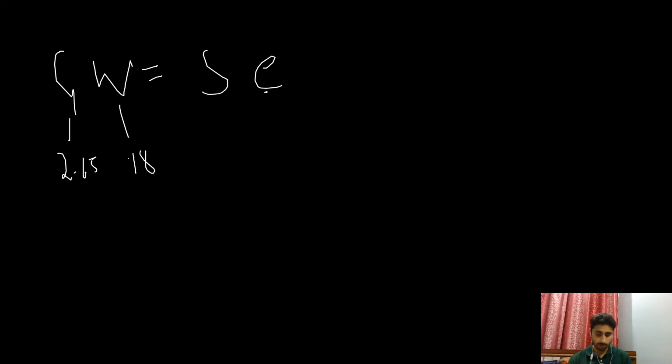So we'll use the equation G W is equal to S E. G was given as 2.65. Then we have the given value of water content as 18%, or we can write it as 0.18. Then we have the void ratio as 0.69. So you can definitely find S.